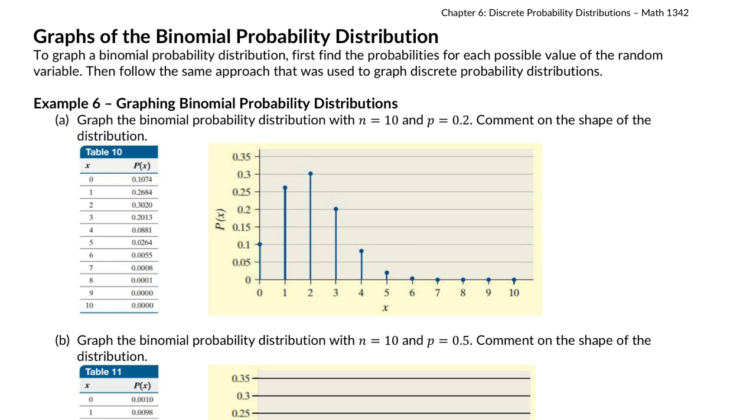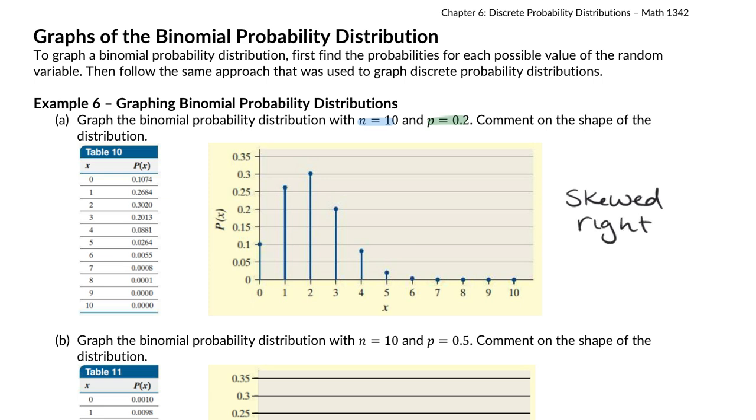Example A is completely done. What they did is they took the number of trials, 10, the probability of success, 0.2, thus the probability of failure is 0.8, and they found the entire table for you. We've also graphed it for you. Let's comment on the shape of the distribution. How is this one skewed? Right. Skewed to the right.